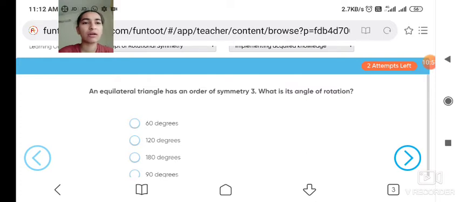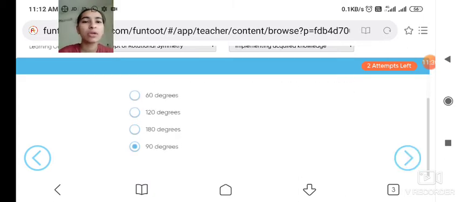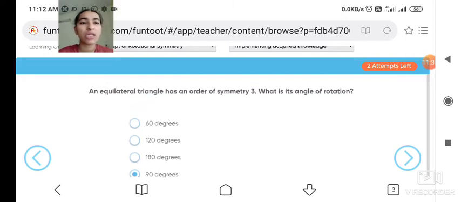Now an equilateral triangle has an order of symmetry 3. What is its angle of rotation? Now in an equilateral triangle, that means all sides are equal and its order is 3. Okay, in a full 360 rotation, it looks exactly the same 3 times. So what will be its angle of rotation? Either 60, 120, 180 or 90. Yes, it will be 90. Yes students or no? You have to write the answer.